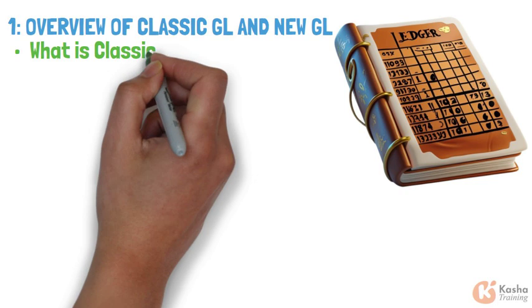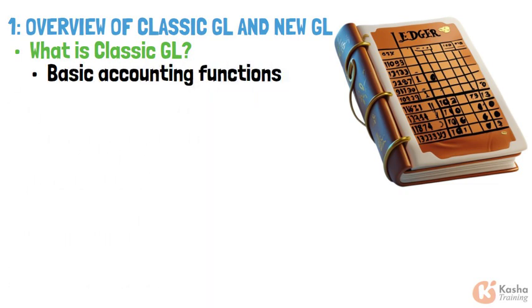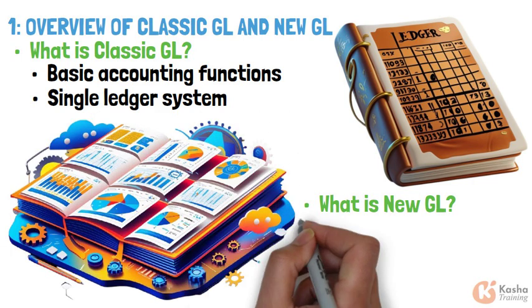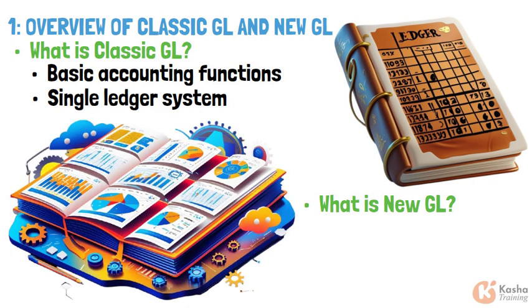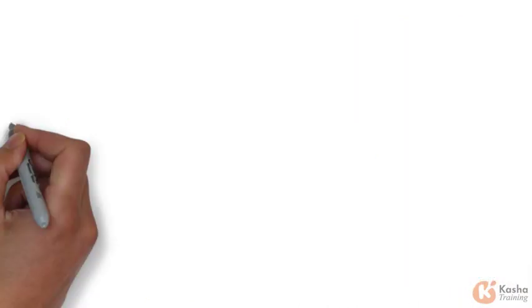1. Overview of Classic GL and New GL. What is Classic GL? Classic General Ledger, used in earlier versions of SAP, primarily focuses on basic accounting functions. It operates with a single ledger system that can lead to complexities during financial reporting. What is New GL? Introduced with SAP ECC 5.0, New GL enhances the functionality of Classic GL by integrating advanced features like document splitting and real-time integration with controlling modules.